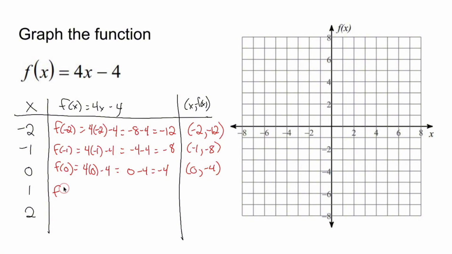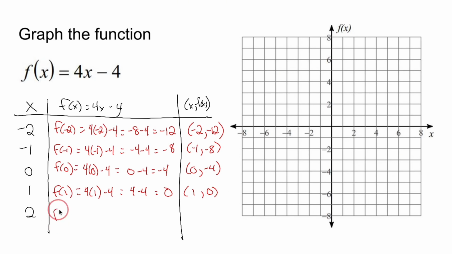F of 1. 4 times parentheses 1 minus 4 is 4 times 1, which is 4. 4 minus 4 is 0. Bada bing. That gives me the point 1, 0.